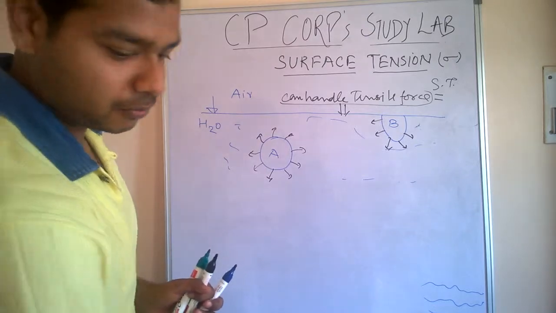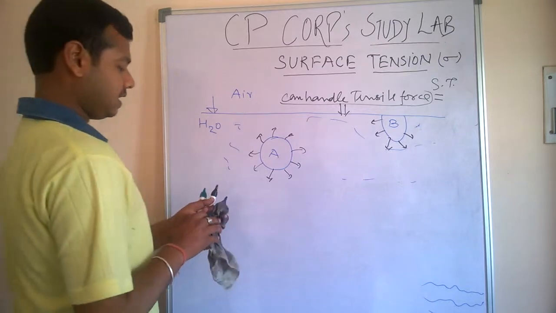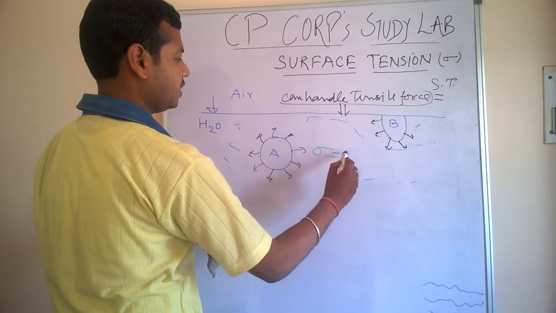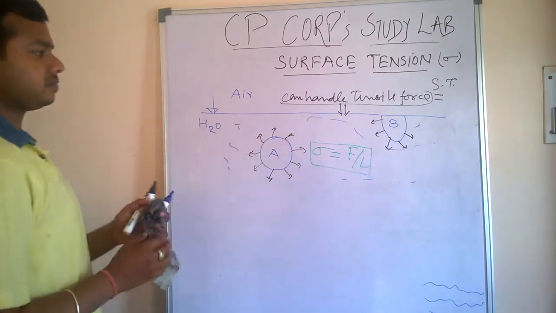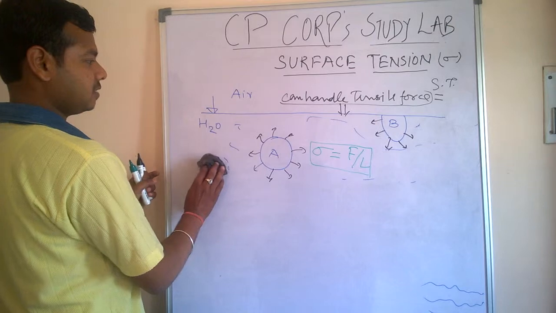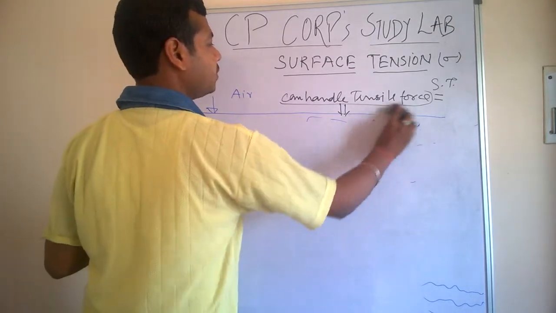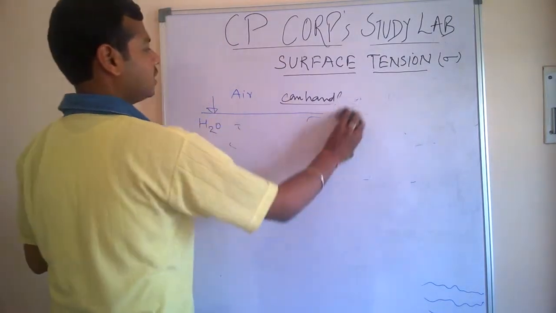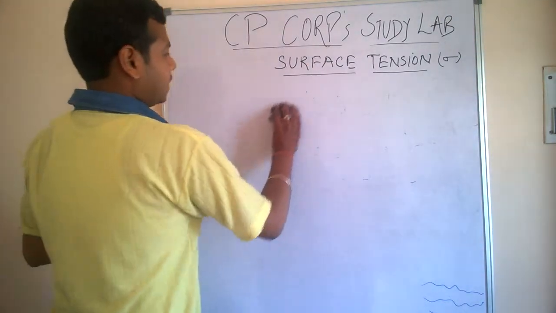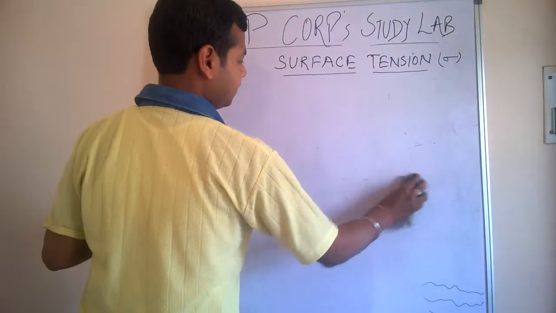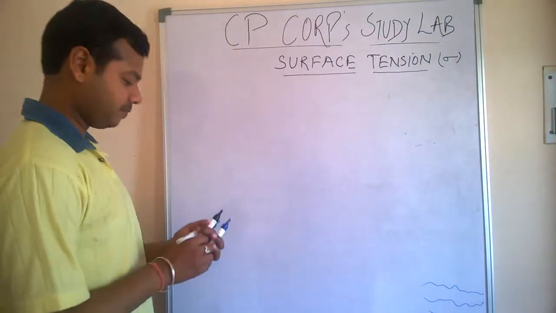Surface tension is nothing but a force acting on a particular length. That is why surface tension, sigma, is force per unit length. This is surface tension. Now you have somewhat an idea of surface tension. You can refer to any standard book for its meaning or for detailed discussion on it. But we have a time limit, so we have to cover the maximum amount of things.